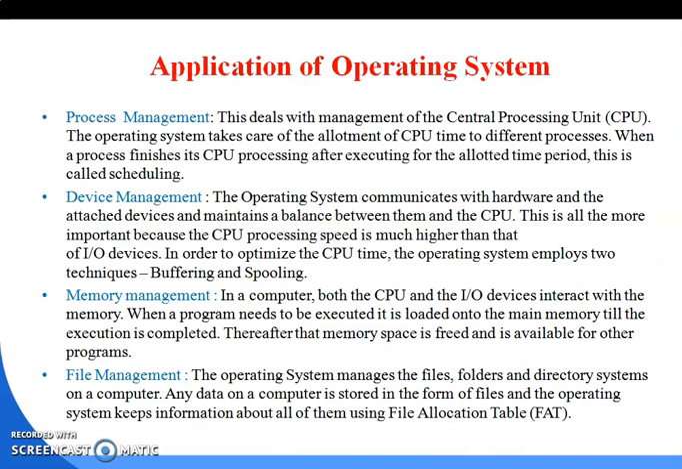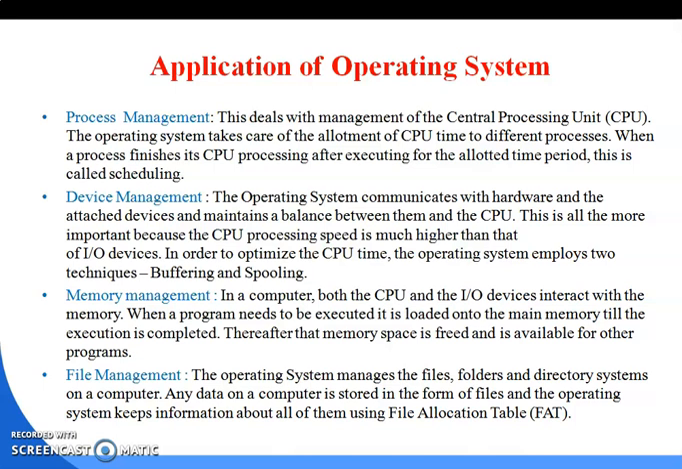Next, what are the applications of the operating system? First, the operating system acts as a resource manager and it handles all the things in the computer system. Whatever software you are installing in your computer system, whatever hardware devices you have connected to the system, everything will be controlled by the operating system. So these are the applications of the operating system: first is process management, second is device management, memory management, and file management.